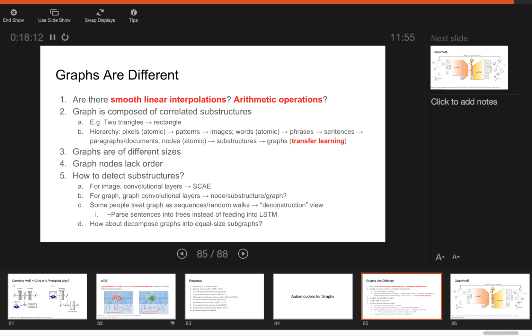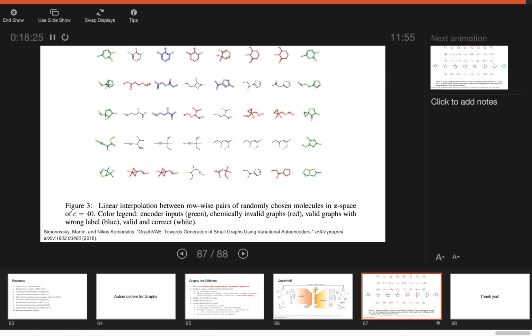At the final, maybe 5 minutes, I want to briefly talk about autoencoders for graphs. Graphs are different, right? First of all, fundamentally, is there any smooth linear interpolation between graphs? The answer is yes. This is the latest paper called Graph VAE. They are applying the same variational autoencoder on graphs, and they find that there's linear interpolation between two graphs. This is a chemical compound. This is a graph. There's another chemical molecule, another compound, and they draw a line, and then they visualize everything in the middle. Something is invalid, like this one. It's not chemically valid. So this is the latest research work on graph VAE.